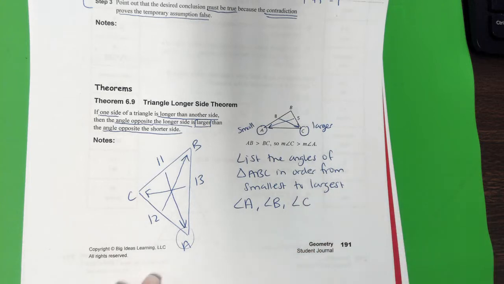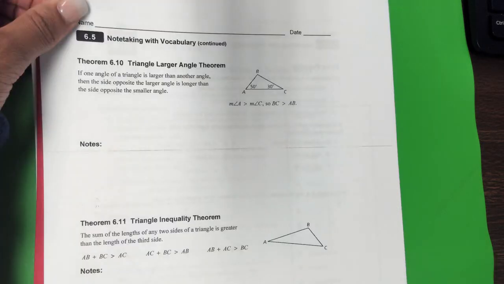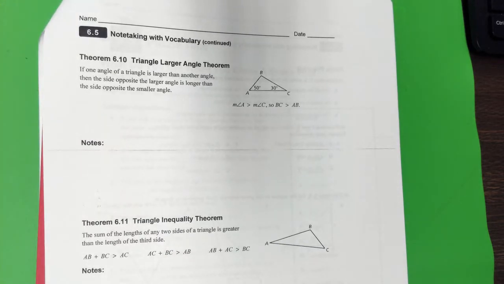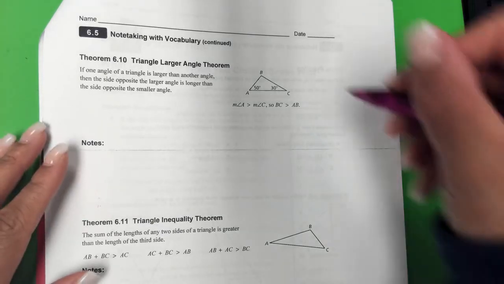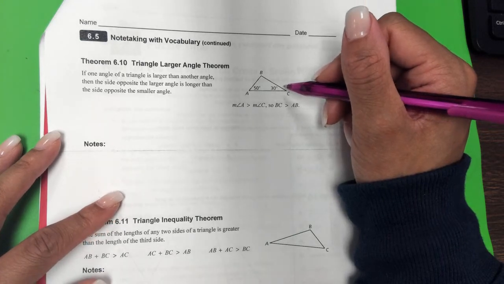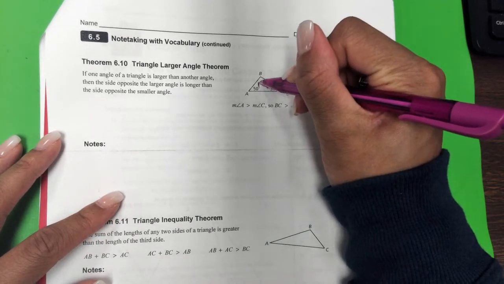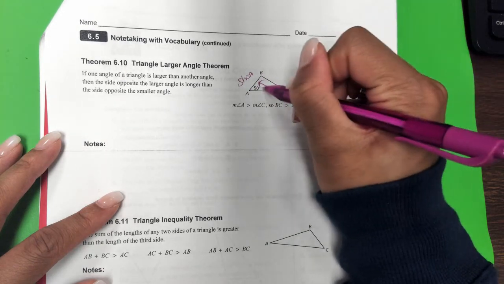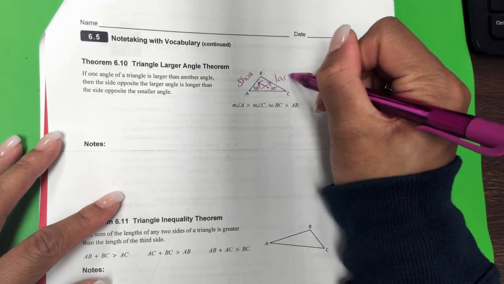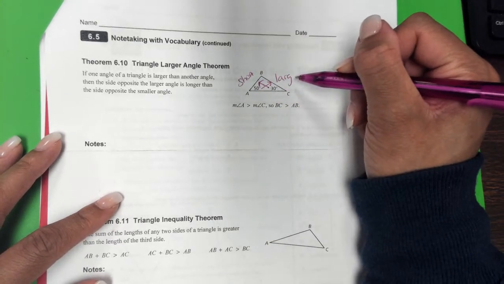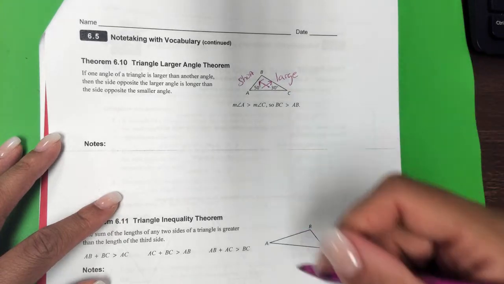Alrighty, let's turn to the next page. Moving on to the next section, I have the triangle longer angle theorem. It's very similar, but this tells me that the sides are going to be longer based on where the larger angles are. So that means that AB, which is across from 30, is going to be a short side, and BC is going to be the larger side. It's going to be larger than this side. We're not sure about AB yet because I don't have an angle measure for it.